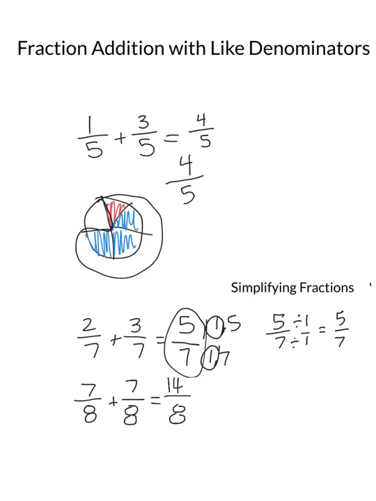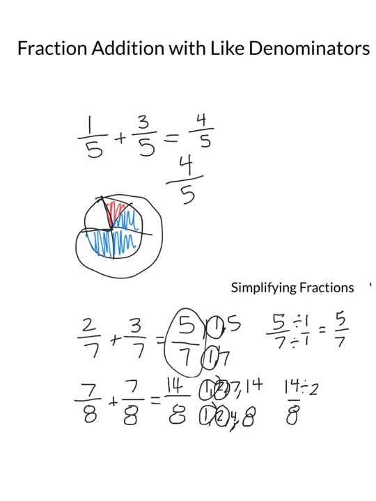So now I'm going to think, what numbers can I divide 14 and 8 by? Well, 14 I can divide by 1 and 14, 2 and 7. I'll do the same thing for 8. I can divide by 1 and 8, 2 and 4. So what are the numbers I can divide both by? 1 and 2. So I'll divide by the biggest one.